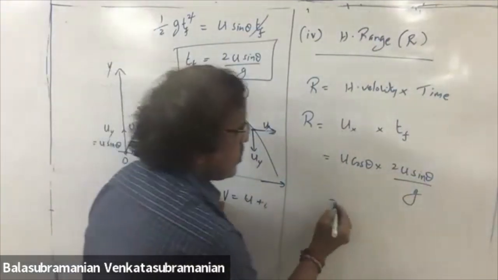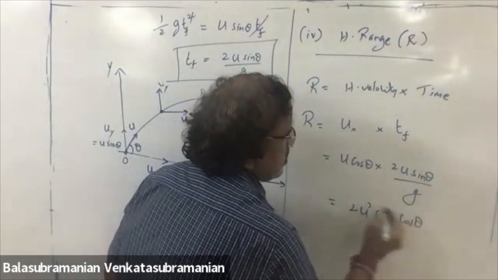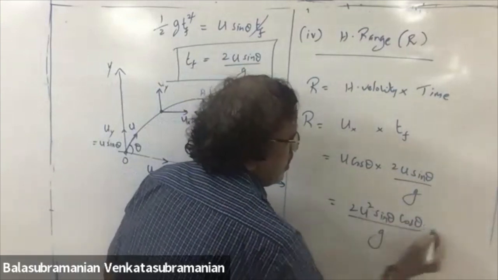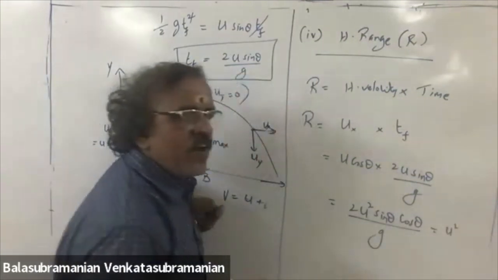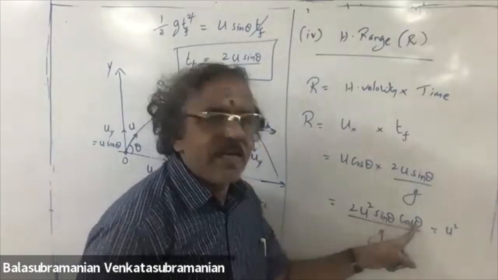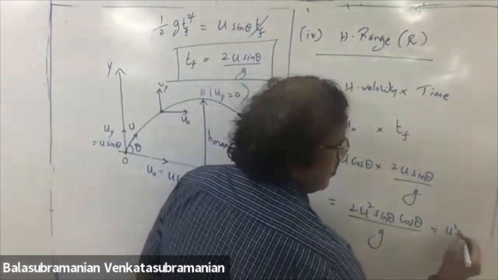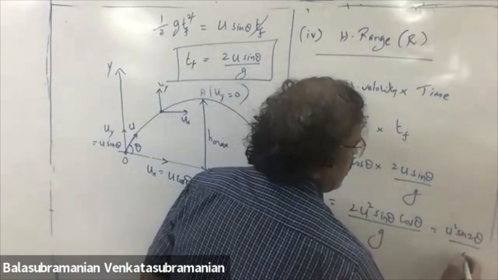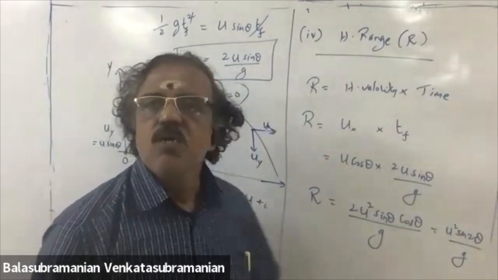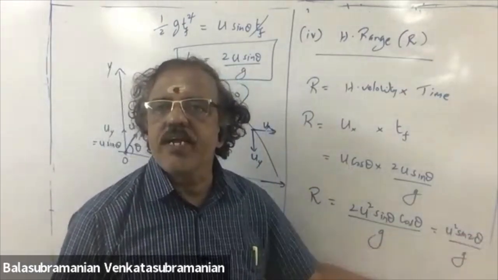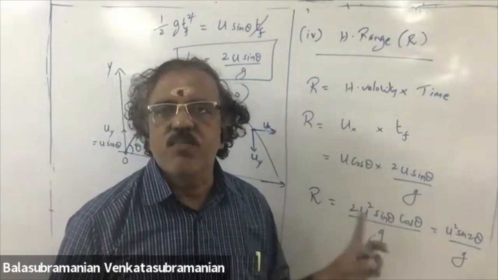So I can write 2u square sin theta cos theta by g. That is u square. Trigonometrical formula you know, 2 sin theta cos theta is sin 2 theta. Sin 2 theta by g, that is R. U square sin 2 theta by g is nothing but horizontal range formula.